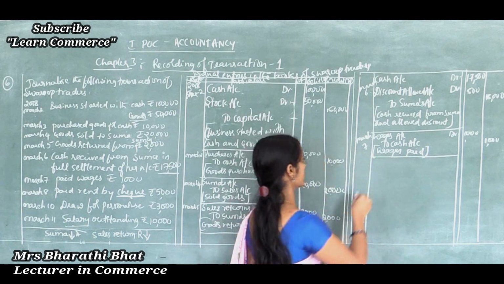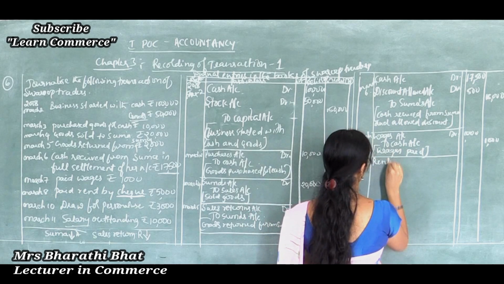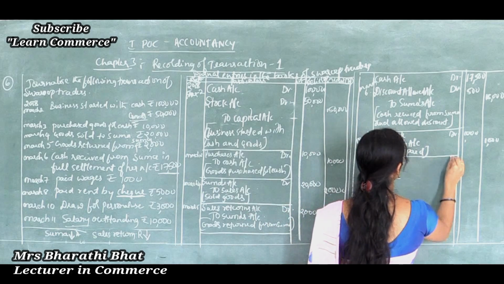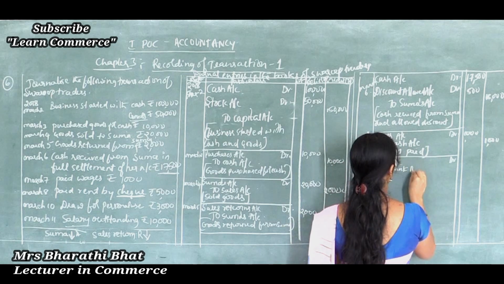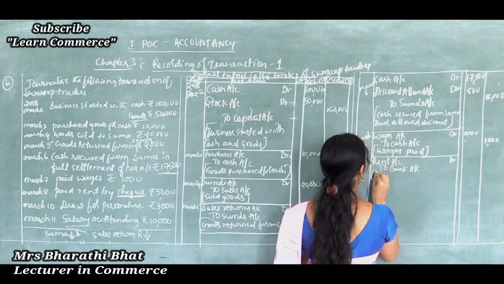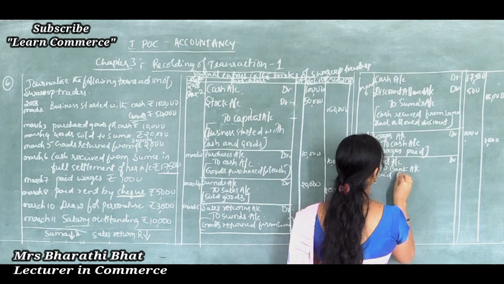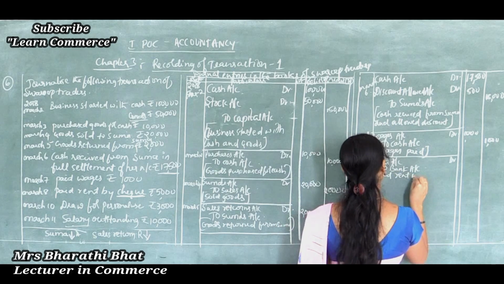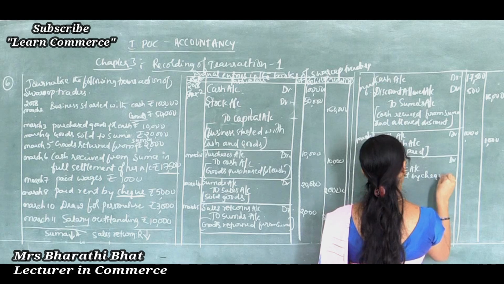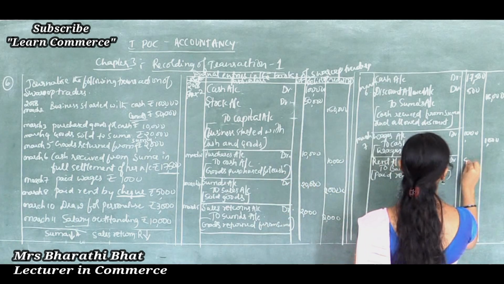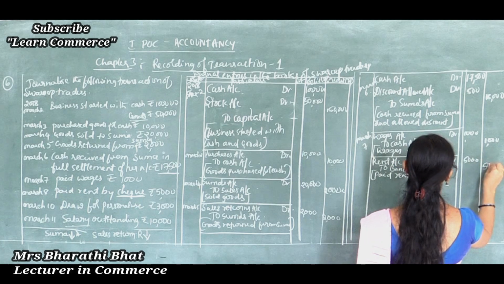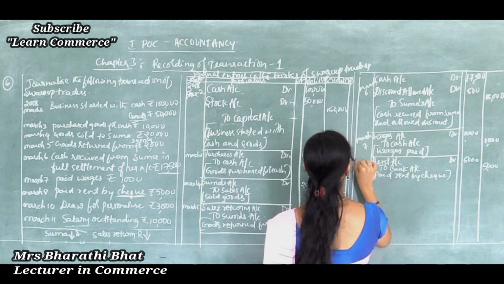So how can we record here? Rent account debited to bank account. Narration: paid rent by check. Amount 5,000. Date March 8.